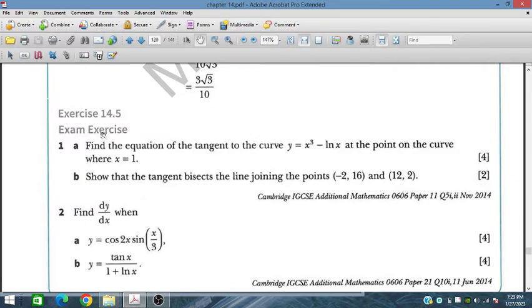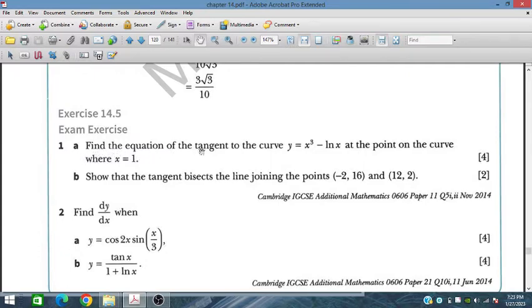Bismillahirrahmanirrahim. In this session, we will discuss exercise 14.4, an exam exercise from the differentiation part, and very important for IGCSE and O level students for the additional mathematics course. Here we are going to discuss question number 1 first.